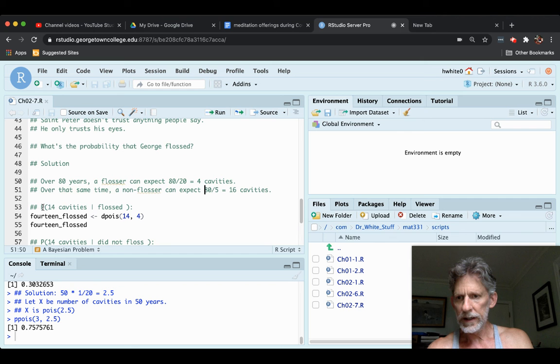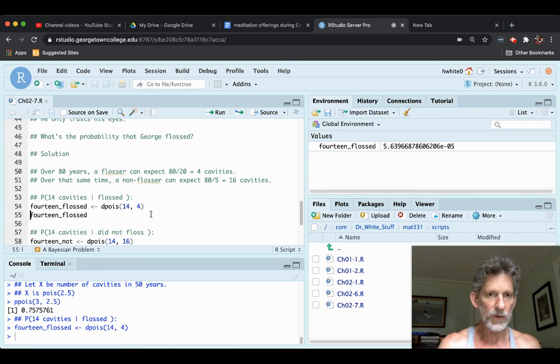So let's go ahead and find the probability that you get 14 cavities if you flossed all your life. That would be dpois of 14, where the rate is 4 cavities expected over your 80-year life. We can compute that and get it into our global environment with the name 14 flossed. You can see over here in the global environment, 5.6 times 10 to the minus 5, that's what that e minus 5 is saying to you.